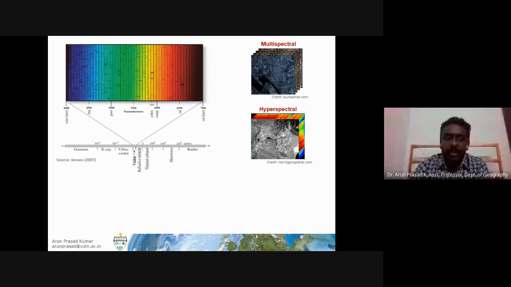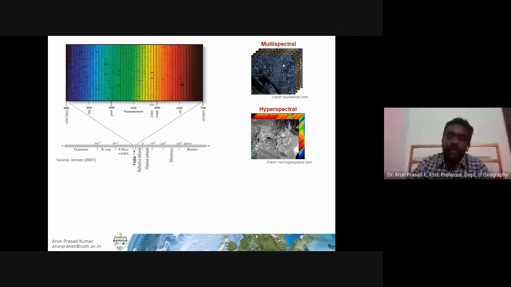So visible or far UV, you may consider. Far UV, visible, and reflective infrared, which means near infrared and short wave infrared, they use. Optical remote sensing can be further classified into multispectral and hyperspectral based on how many bands we use. That is what the next slides are meant for, so we will see in the next slides.